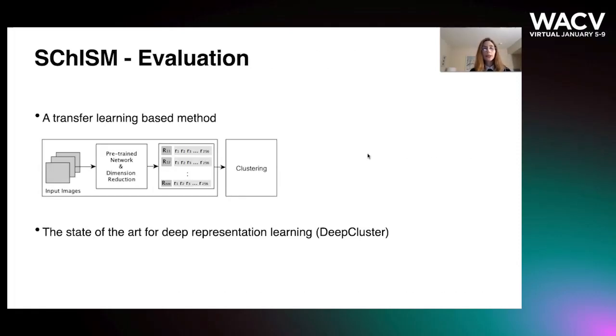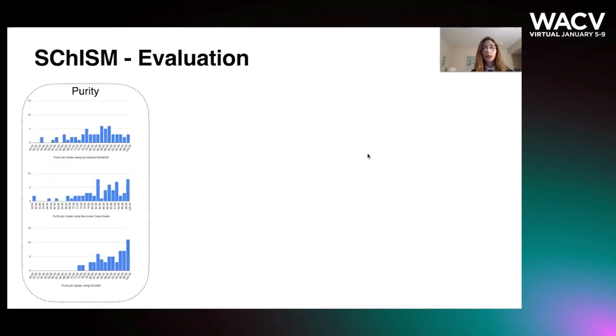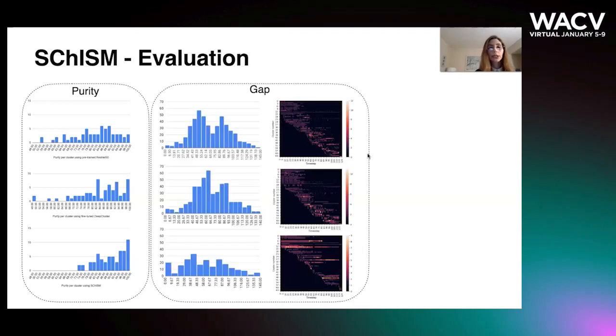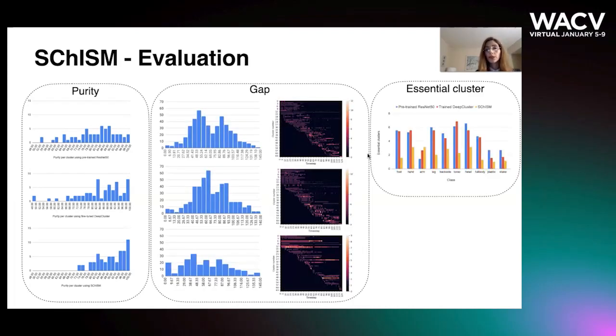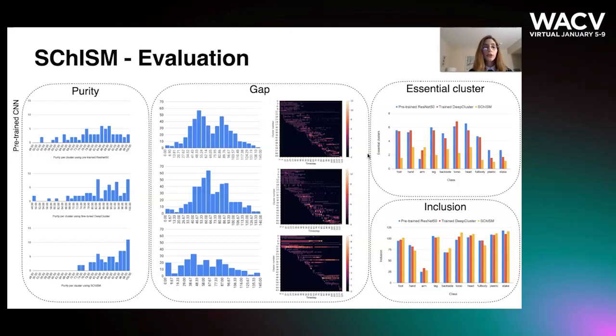We evaluated SChISM by comparing it with a pre-trained transfer learning-based CNN, as well as the state-of-the-art for unsupervised representation learning called deep cluster. The result of our evaluation for purity, gap, essential cluster, and inclusion for the pre-trained CNN, deep cluster, and SChISM is shown in this slide.